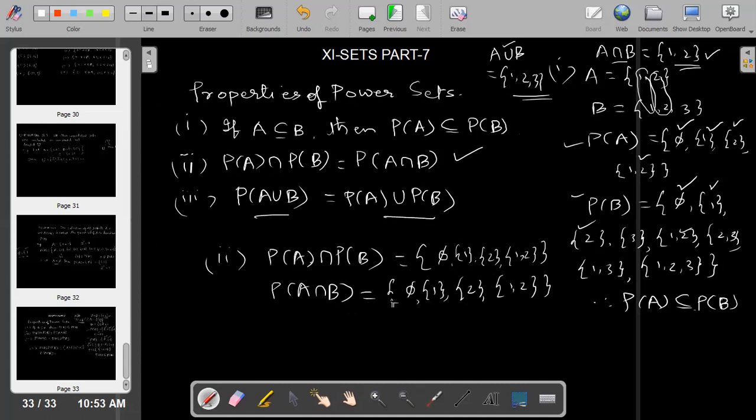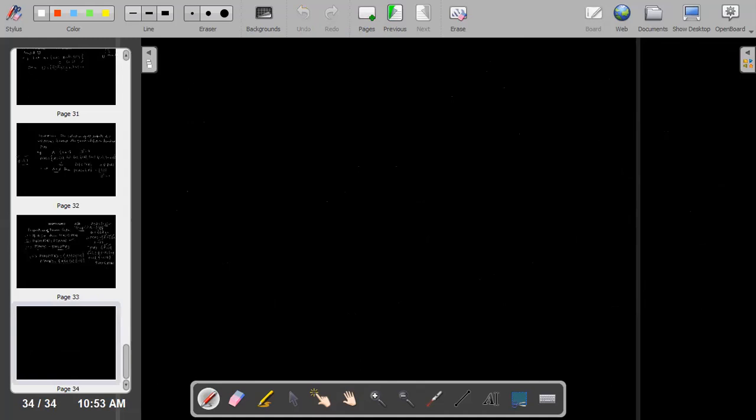Okay, so now we take one question. If the question is: if A is the set of elements 1, 2, and 3, then find, this is a very simple question, the power set of A.